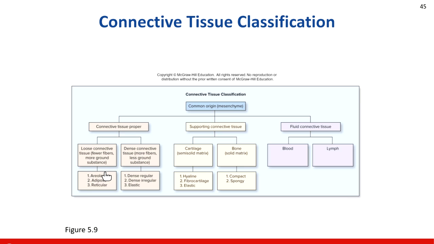When we're talking about loose, we get the areolar, the adipose, and the reticular. Dense connective tissue, we've got dense regular, dense irregular, and elastic. Then in supporting connective tissue, we've got cartilage and bone. There's 3 types of cartilage: hyaline, fibrocartilage, and elastic. For bone, we've got compact and spongy. Finally, in fluid connective tissue, we've got blood and lymph. So start with this chart and learn it, so you understand the breakdown of connective tissue.